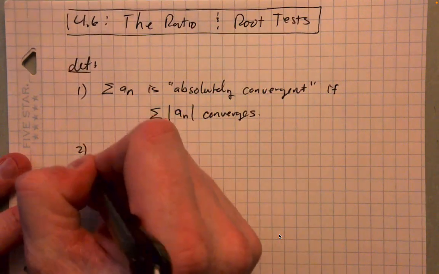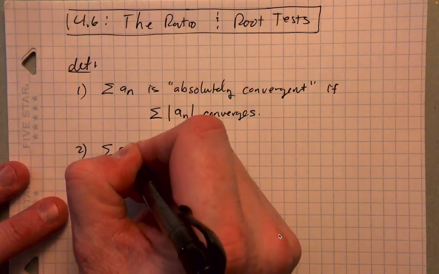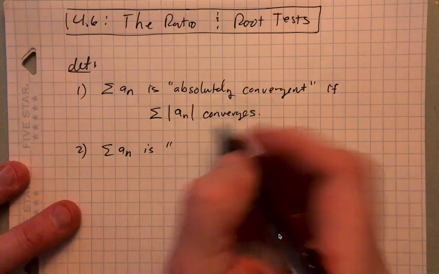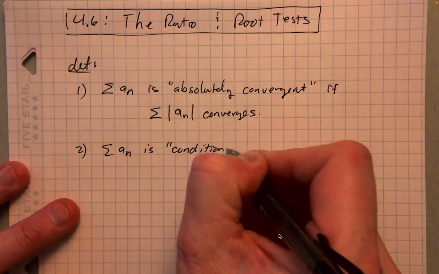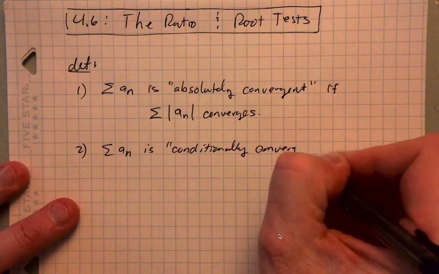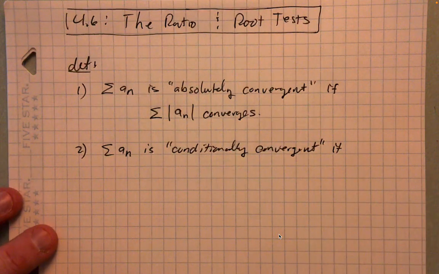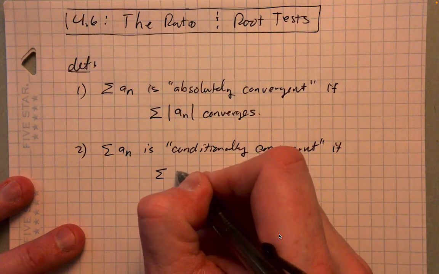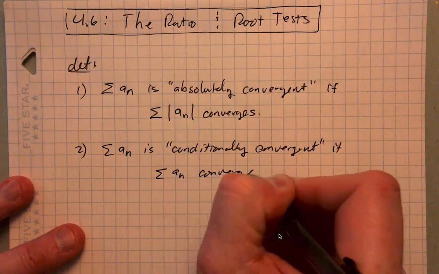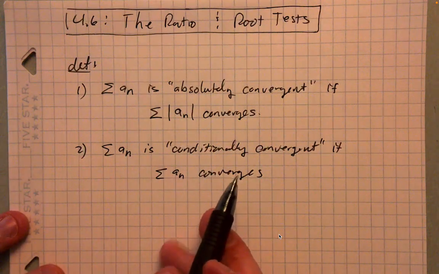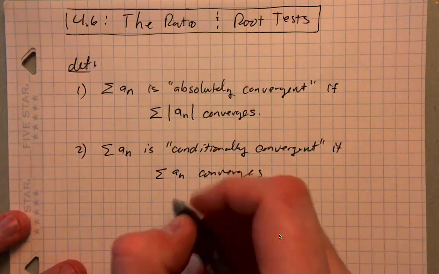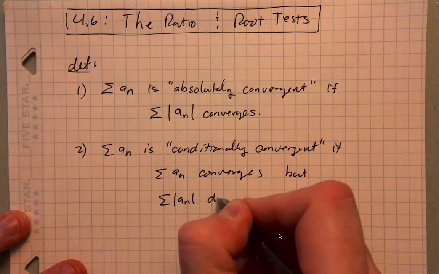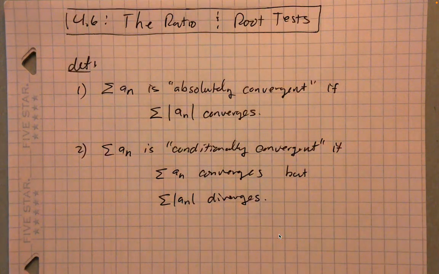And then contrast that with a series a_n being conditionally convergent. A series a_n is conditionally convergent if the sum of a_n converges, but its absolute value does not. So the sum of the absolute value diverges. Okay, so two distinctions there.